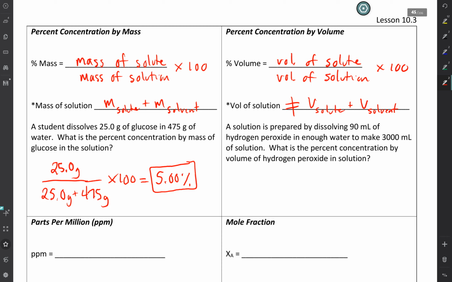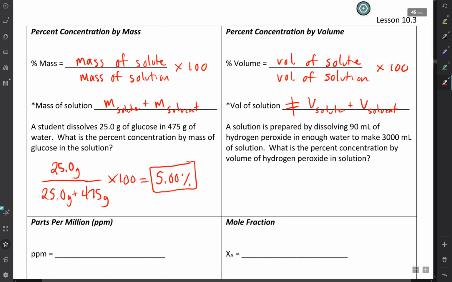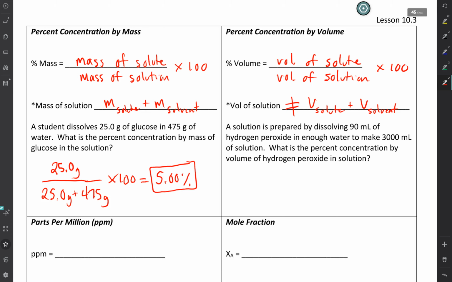If we take a look at a practice problem, it says a solution is prepared by dissolving 90 milliliters of hydrogen peroxide in enough water to make 3,000 milliliters of solution. So here we don't add them. You're told the volume of the solution. And again, since volume in general is not additive, I really have to tell you the total volume of the solution. So let's take a look.